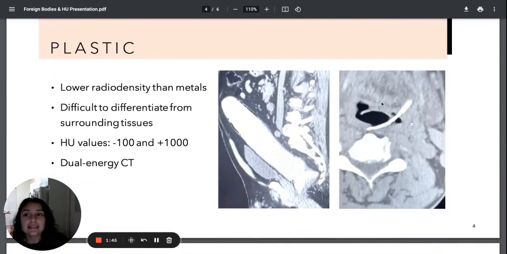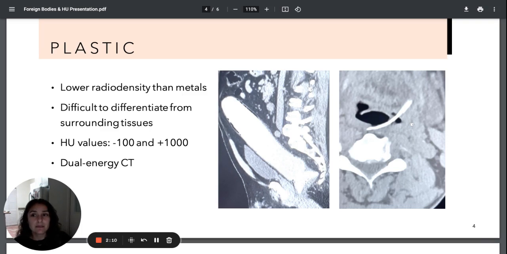Plastics. Plastics have lower radiodensity than metals, making them more difficult to differentiate from surrounding tissues. HU values for plastics are typically between -100 and +1,000, depending on the type and density of the plastic. Specialized CT imaging techniques, such as dual energy CT, can be used to improve the visualization of plastic materials.